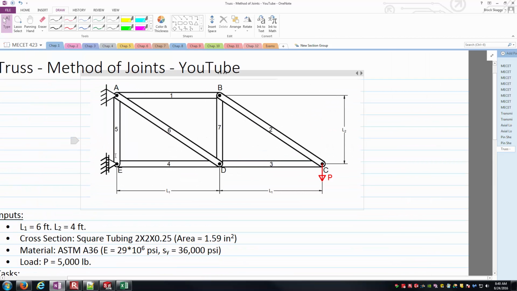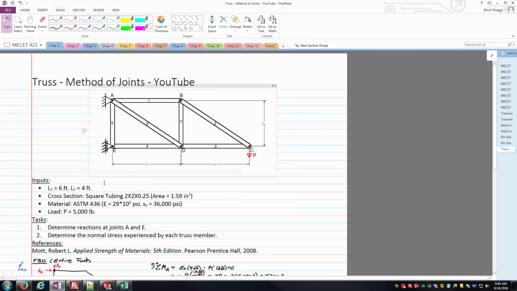Here I've got two different choices. One thing I could do is look at joint E over here. Joint E is only connected by two members, and I know the reaction force E sub x already, so that would just have two unknowns. Or I could look at joint C on the far right hand side. It's only connected by members 2 and 3, so either one would be a way to start this problem. I'm going to start at joint E since I've already solved for the reactions.